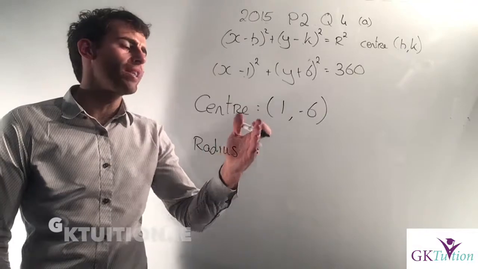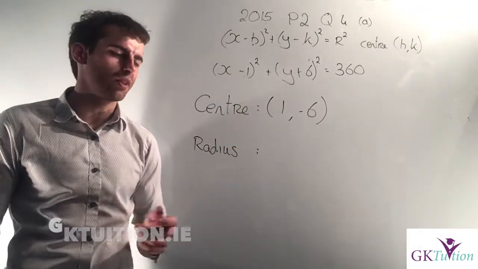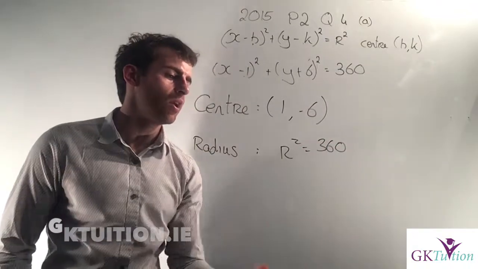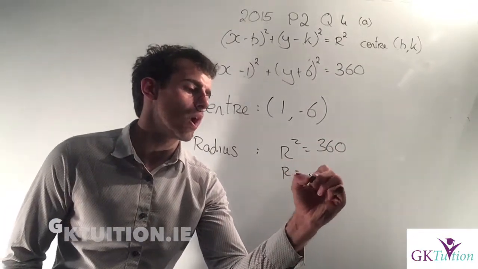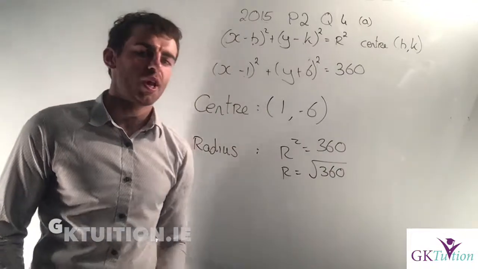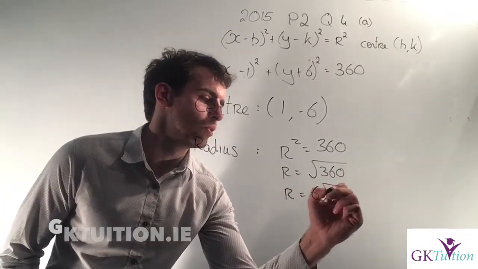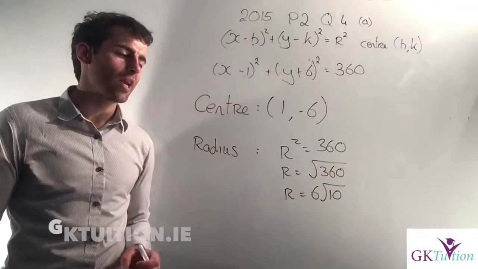To get my radius, you should recognise that the right hand side is r squared. So that means my radius squared must be 360. So r squared equals 360, which means that r is clearly the square root of 360. If you plug that into your calculator, that gives you r is equal to 6 root 10. And that's the form they asked me to leave it in.